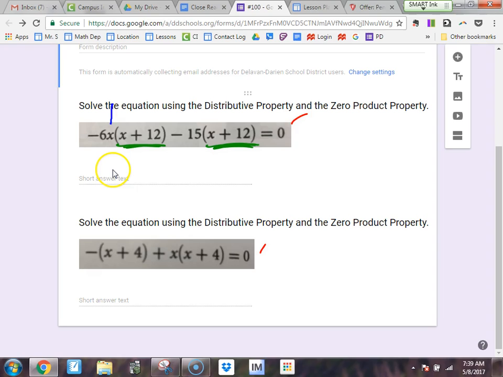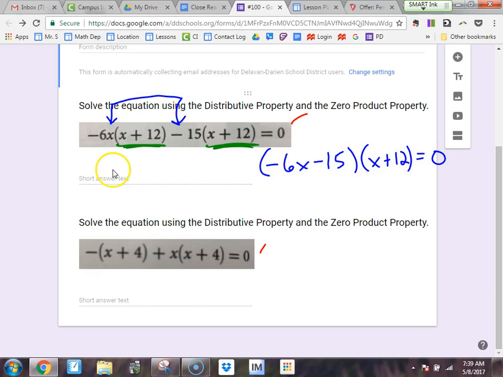You're going to put these two together in parentheses, keeping your operation, keeping that sign with the 15. So it's negative 6x minus 15 in parentheses. Hopefully you see how I did that. I took what was outside the parentheses and I put them together. And then I rewrite one of the x plus 12s. So x plus 12 equal to 0. Now I have two things multiplied together equal to 0. So then I solve, much like I did in 20.3a. I set them both equal to 0 and I solve.